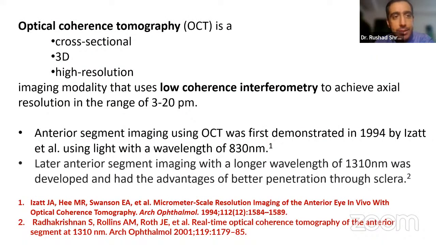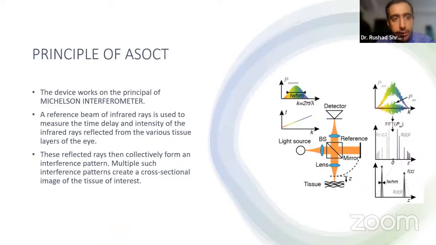So what we have to understand is that an OCT is a cross-sectional 3D image of high resolution. It uses low coherence interferometry to achieve axial resolution, and this resolution can range from even 1 micron up to about 20 microns. This was first demonstrated in 1994, and later on we used longer wavelengths, which had better penetration through the sclera. The basic principle is a Michelson's interferometer.